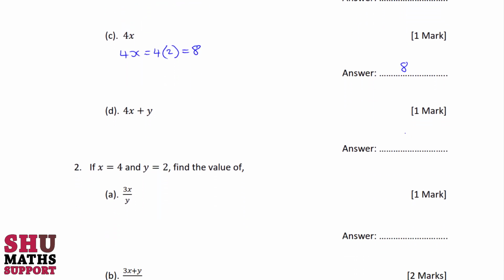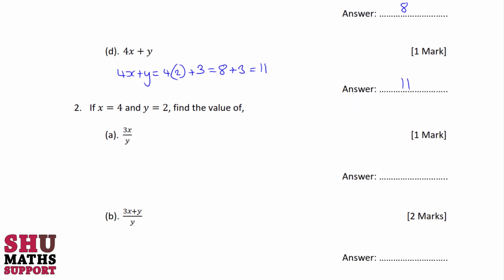Now the next question has two terms. We have 4x plus y. So we'll rewrite it underneath. So 4x plus y, and this is equal to 4 lots of the value of x, which we know is 2. So 4 times 2 plus the value for y. The value for y we know is 3. So we have 4 times 2 plus 3. Now 4 times 2 is 8. So we have 8 plus 3, and 8 plus 3 is equal to 11. So the answer for this one is 11.